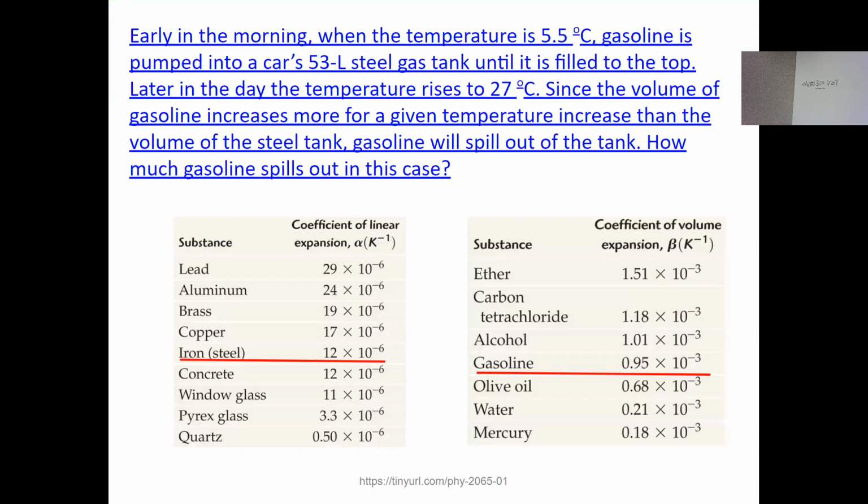All right. So at the end, let's take a look at one example here on volume expansion.